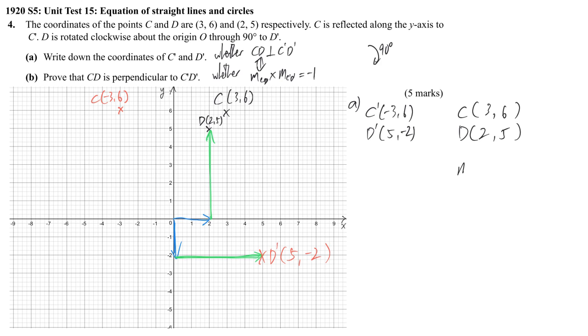So the slope of CD is equal to delta y divided by delta x. The y difference, we use 6 minus 5. Then the x difference, we use 3 minus 2. 1 over 1, so it's equal to 1. We do the same for C prime D prime. The slope of C prime D prime is equal to delta y divided by delta x. So 6 minus -2, or you may write down 6 plus 2 directly, over -3 minus 5. We get 8 over -8.